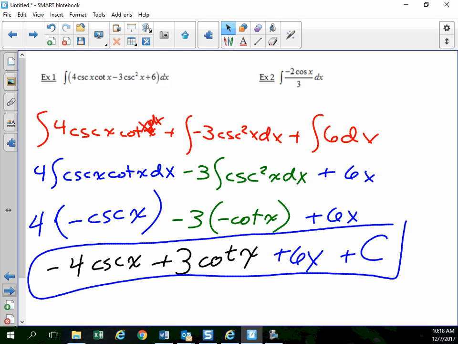Let's talk about number 2. It says negative 2 cosine x over 3.